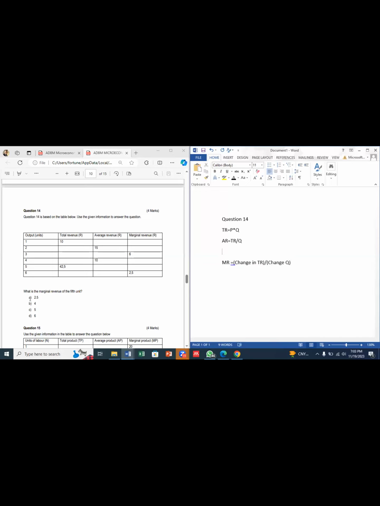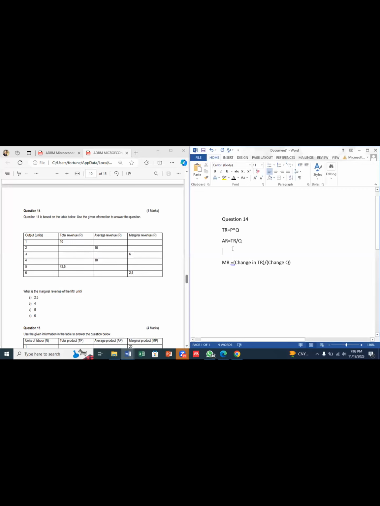Of course, the question wants us to get straight to the fifth unit, but for the sake of understanding, let's calculate all of these missing elements until we get to the marginal revenue of the fifth unit. The easiest way is to get all the total revenue figures and then use those to calculate the marginal revenue of the fifth unit. But we're going to do all of those one by one.